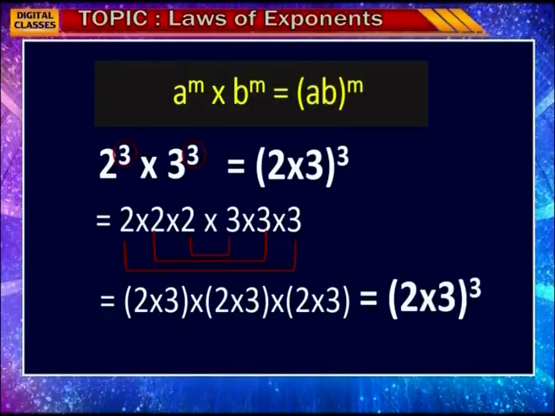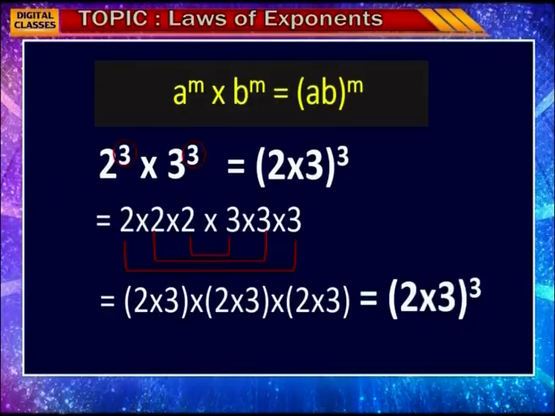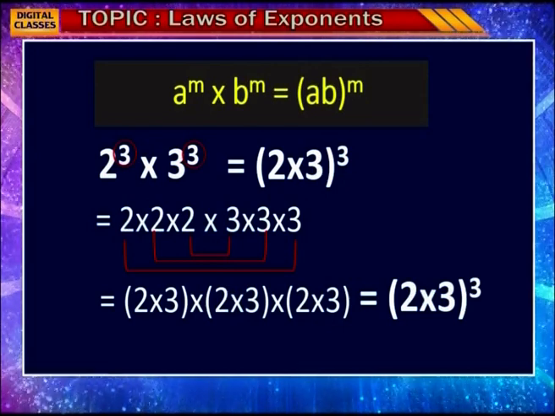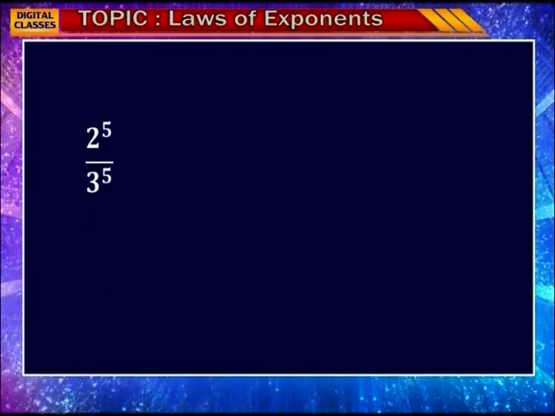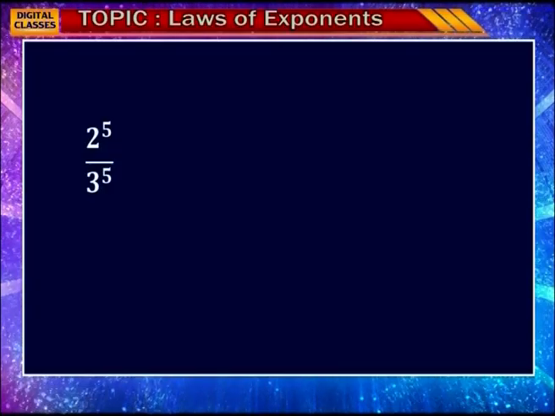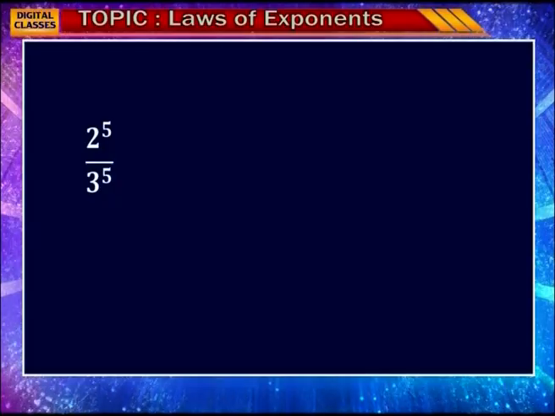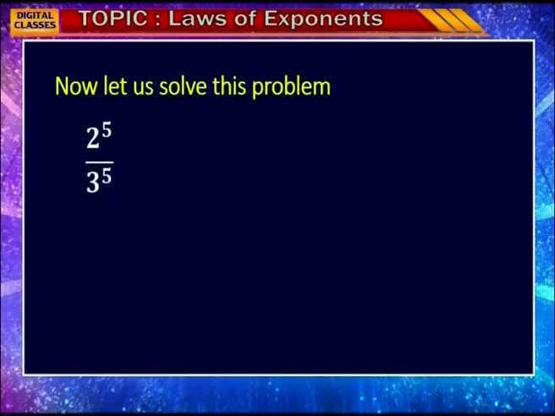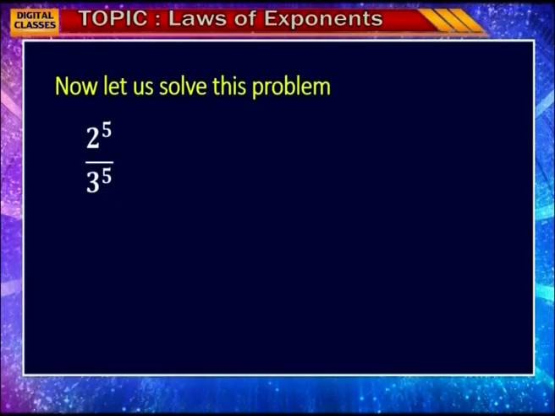Look here. So, we can group the bases, we can multiply the bases and you can put one power like 3. The bases are different. Look at the powers. Are they equal? Yes, they are equal. 2 to the power of 5 by 3 to the power of 5. Now, let us solve this type of problem now.